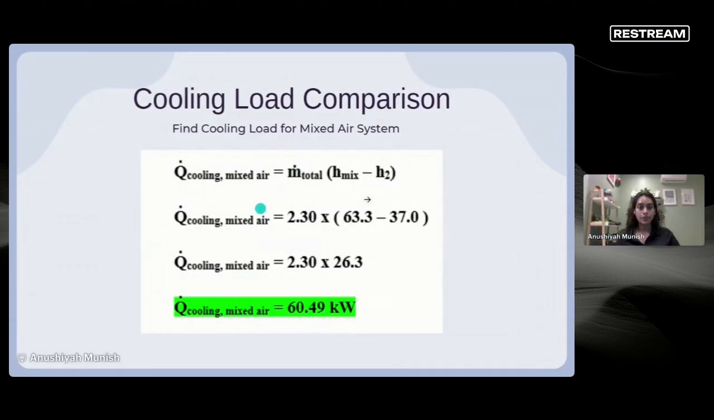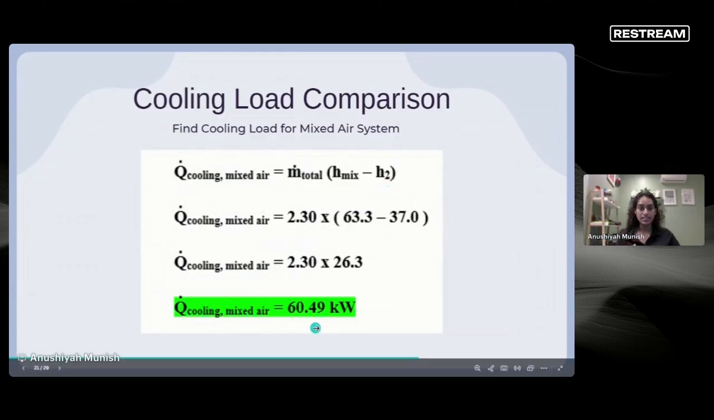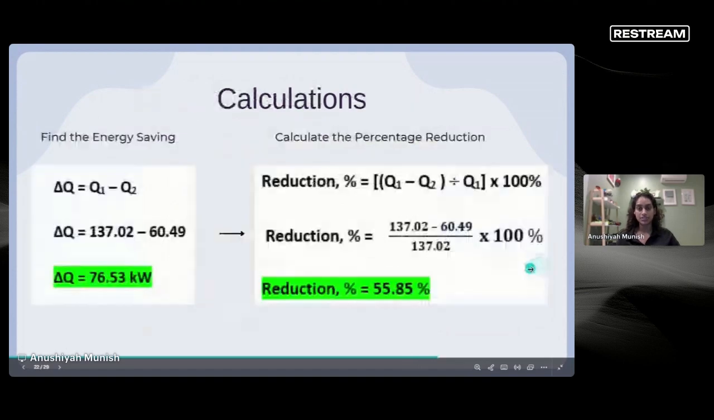Moving on, the cooling load comparison. This is the formula to find the cooling load of the mixed air. We just have to use the mass flow rate of the total volume multiplied by the enthalpy of the mixed air and also the enthalpy at state 2. And our cooling load is 60.49 kilowatts.